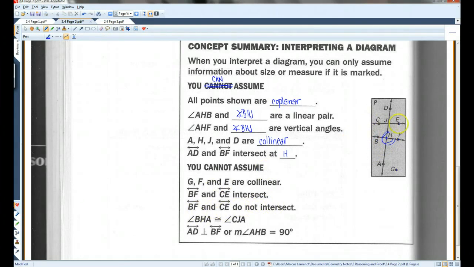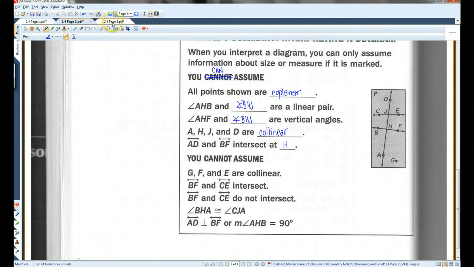You can't assume that these lines are parallel because you don't have those little parallel arrows there. You can't assume that angle BHA, that's this angle, is congruent to angle CJA. You can't assume that these two angles are equal or congruent. It might look like they're about the same size in the diagram, but they might not be. Okay? You can't assume that AD is perpendicular to BF. You can't assume that these make a right angle because there is no box there. Or that angle AHB is 90 degrees, so pretty much the same thing. Because those things aren't labeled, we don't know. So you can't assume those things. Okay?